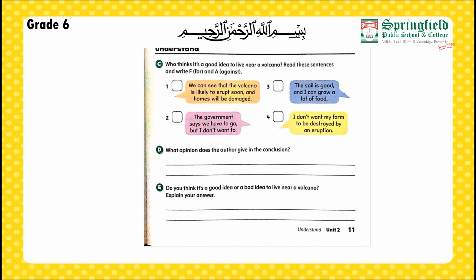What opinion does the author give in the conclusion? So as you can see, as we have read, in the end the writer gives his opinion in the conclusion part, and he says that in spite of having all the benefits, he still thinks it is a very big risk to take and live in such an area.